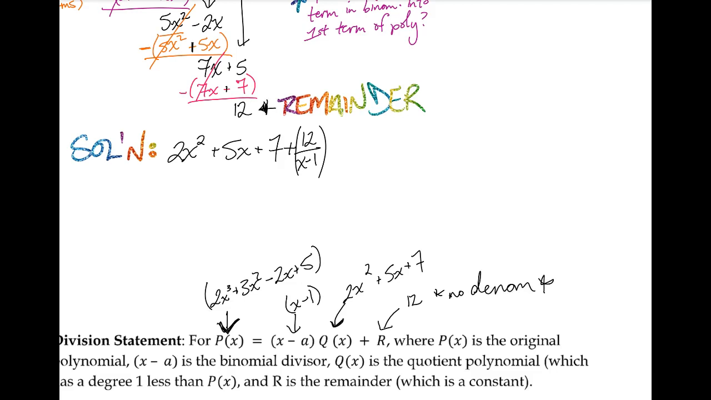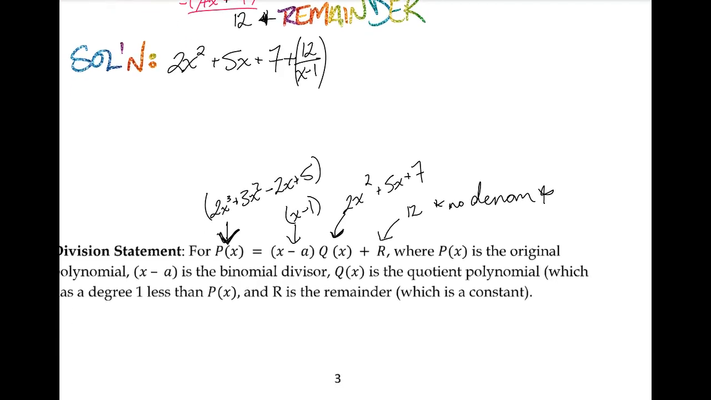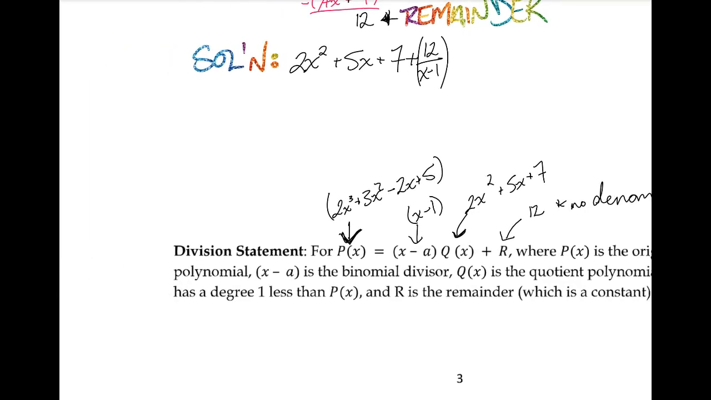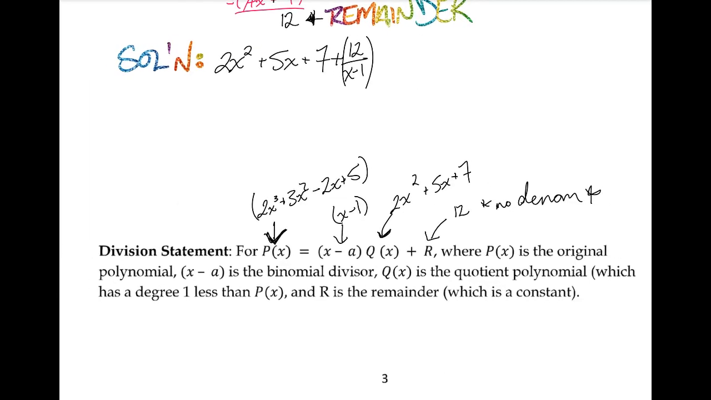You very infrequently see this kind of notation, but just in case you're wondering or you ever run across this. Okay, and so the key thing there is that your remainder should always be a constant.